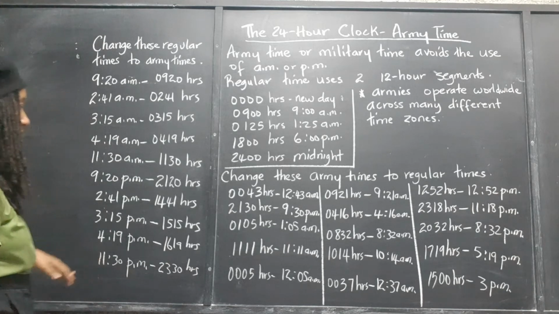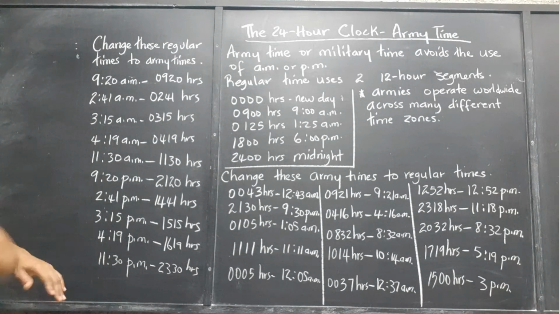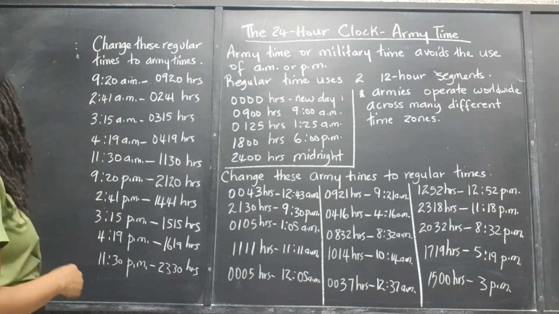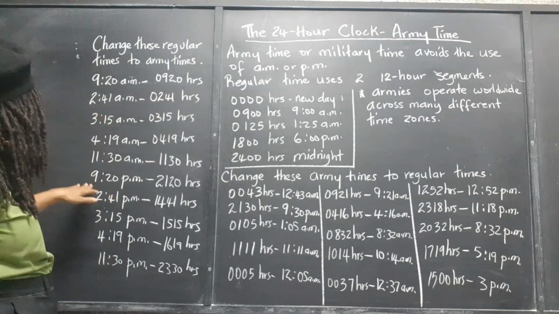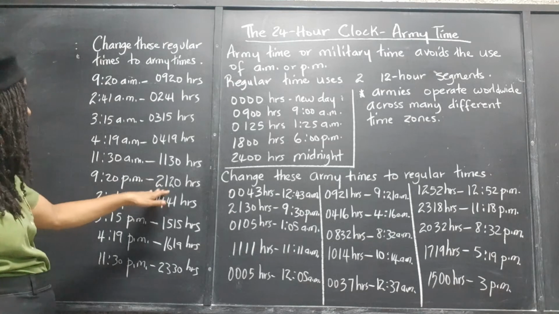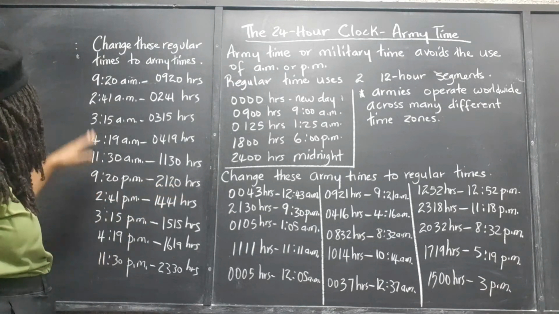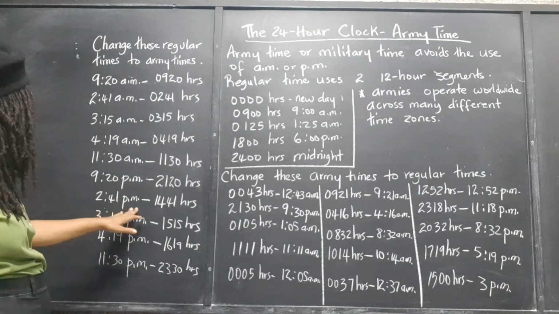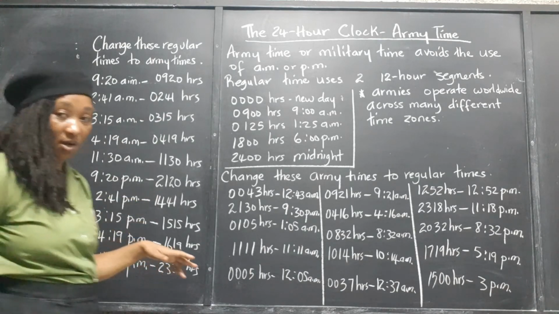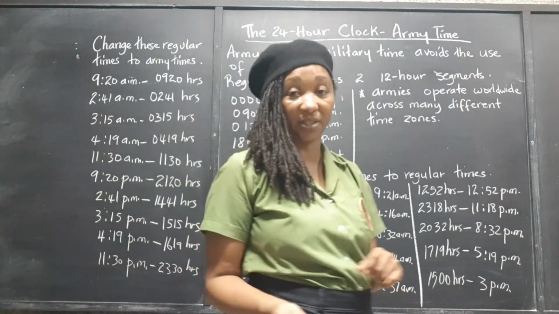Okay. 2330. So look at the difference. So 9:20 a.m. is 0920 hours, 9:20 p.m., 2120. 2:41 a.m., 0241, 2:41 p.m., 1441. So it's a big difference, right?